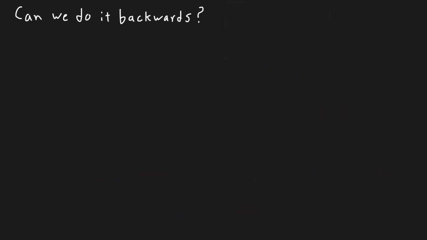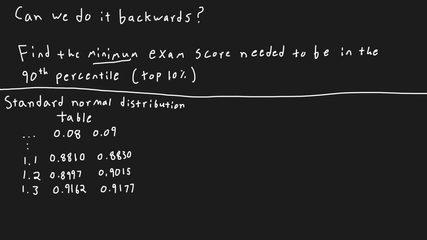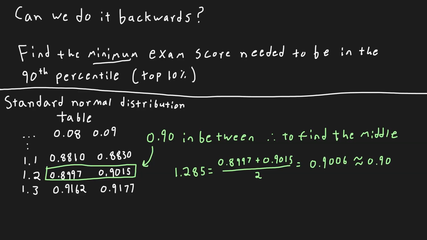But how about if we knew the percentile but not the exam score? Well, we could always invert the process. Let's say we want to find the minimum exam score needed to be in the top 10% of the class. We could then look at that table from the standard normal distribution to find when that cumulative probability would be equal to 90%. It appears in our case that it's between 1.28 and 1.29. So we can just take the middle of the two values. So when the probability that z is less than 1.285, we have a probability of 0.9005, which is close enough.